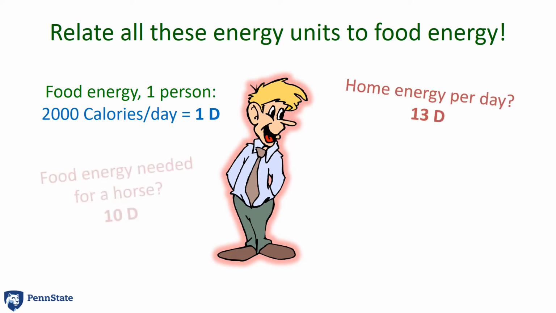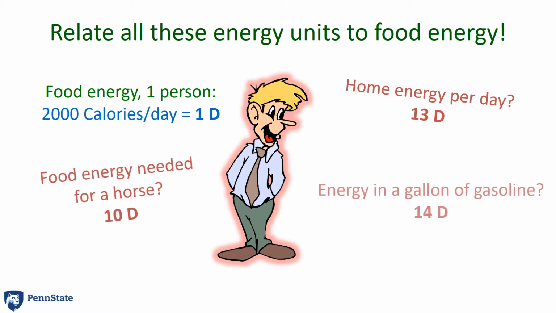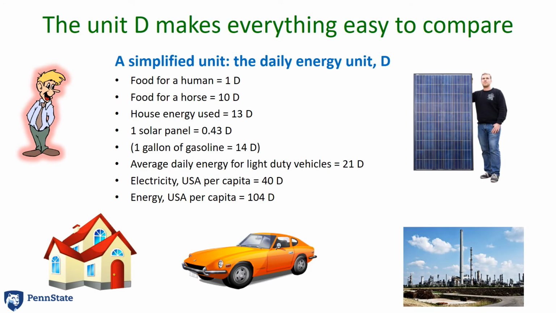If we use that unit, we could say, well, our home uses 13D, or while we eat 1D, a horse needs to eat 10D. The energy in a gallon of gasoline is about 14D. So this common unit of D allows us to now compare all these things in terms of something that we know. That is, how much food we need to stay alive. And that unit of 1D is the same to everybody on the planet. Some people need a little bit more, some people need a little bit less, but the general concept of the food we eat every day can help define what energy consumption is like.